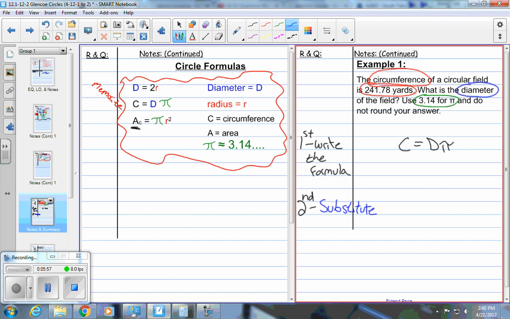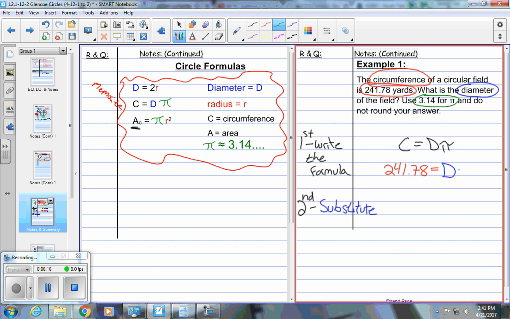So we substitute what they gave us into our problem. So they gave us the circumference. So instead of C, right below C, we'll write 241.78 equals, we don't know what D is because that's the unknown in the problem. And they told us to use a pi of 3.14. Okay, so we substitute it.